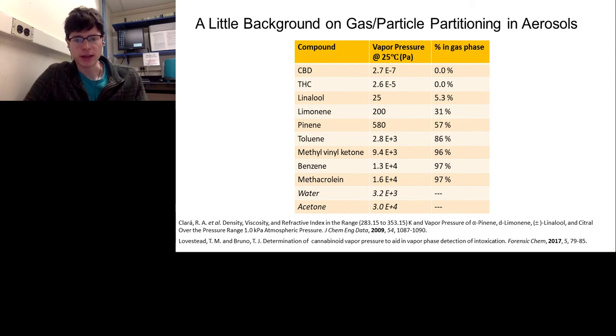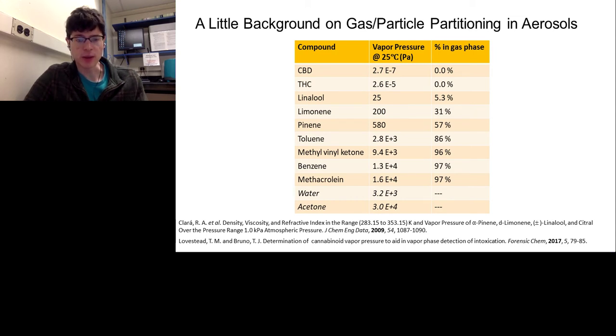of the aerosol. You can see on my table here, I've arranged some components of the aerosol by vapor pressure. At the top, you have the components with the lowest vapor pressure, and at the bottom, you have components with the highest vapor pressure. And you can see that the percentages in the gas phase increase, right? The CBD and THC are going to be entirely in the particle phase with 0% in the gas phase. And then terpenes slowly increase in vapor pressure, and you're going to have a higher and higher percentage of them in the gas phase, right?